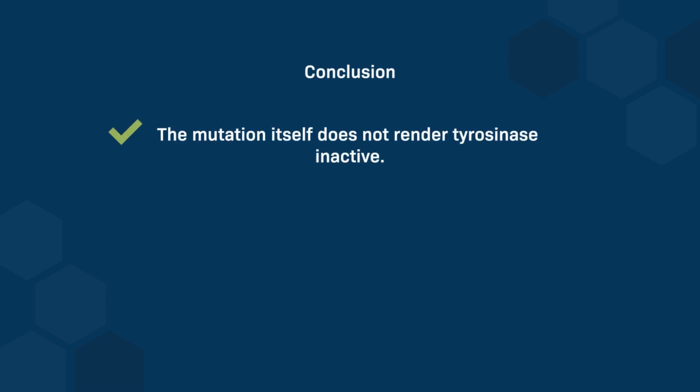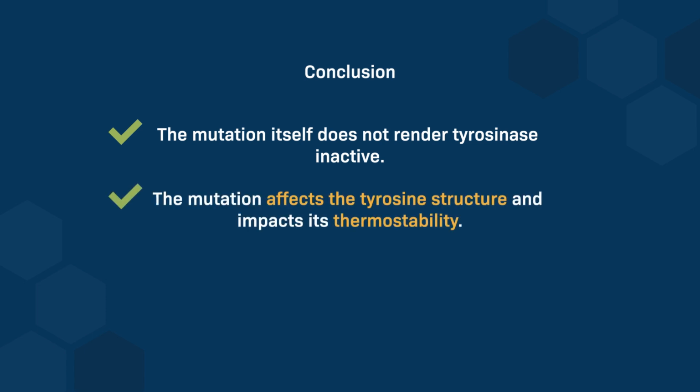The conclusion of this experiment indicates that the mutation alone does not render tyrosinase inactive. This is evidenced by the fact that maintaining the mutant enzyme at its optimal temperature allows for normal activity. Instead, the mutation affects the tyrosinase structure, making it less thermostable.